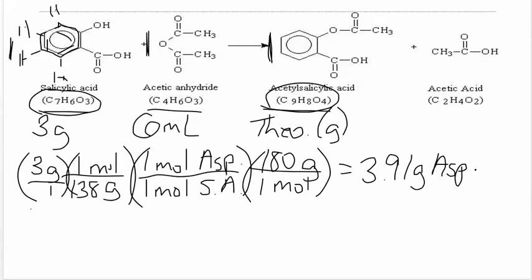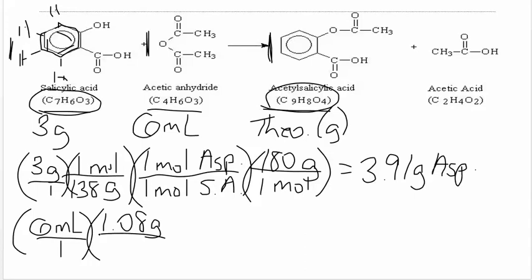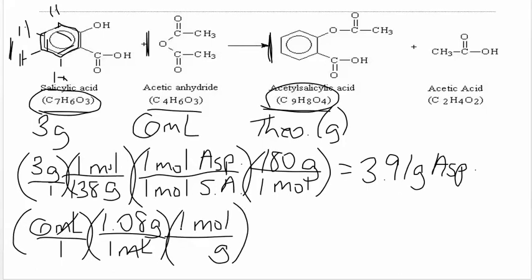But I have 2 numbers, so I need to also use the 6 mL of acetic anhydride and do a similar calculation. From mL, I can go back to grams using the density of acetic anhydride, which is 1.08. That'll get rid of mL and get me to grams. From grams, just like the previous problem, I need to go to moles, and the molar mass is C4H6O3, so the molar mass is 102.